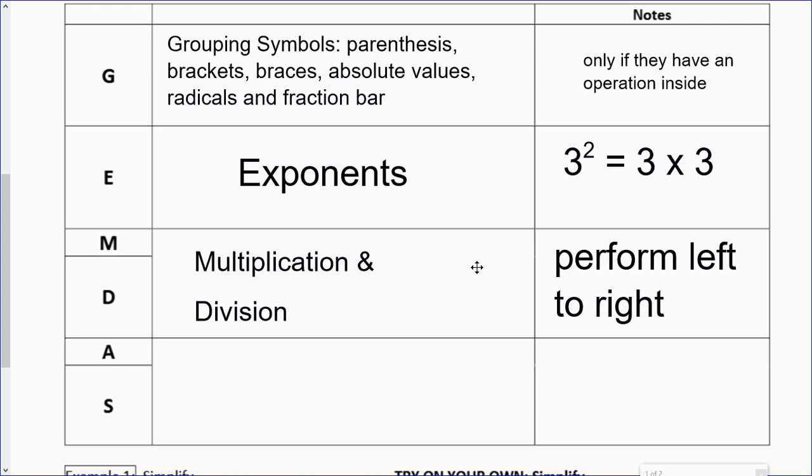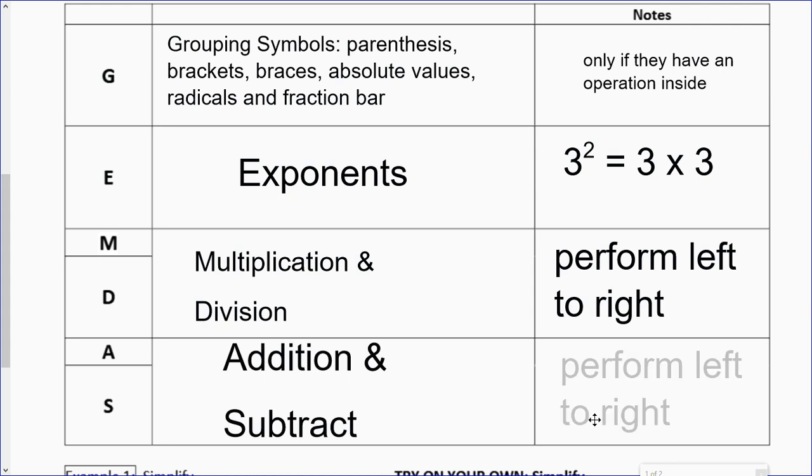So whatever comes first when you start reading left to right, that's what you do, either multiplication or division. Okay? The next one is addition and subtraction, and same thing. You can perform those in the same step. It's just whichever one you read left to right. That's how you go. That's the order of the addition and subtraction you do first.